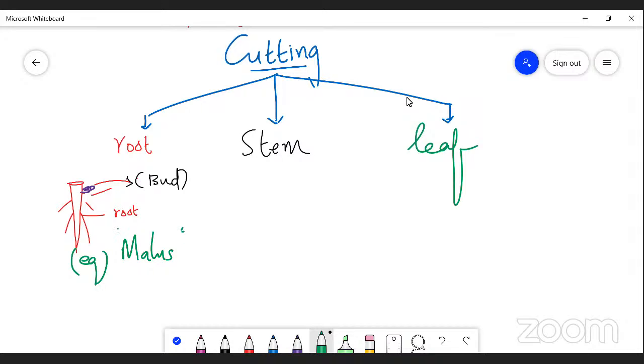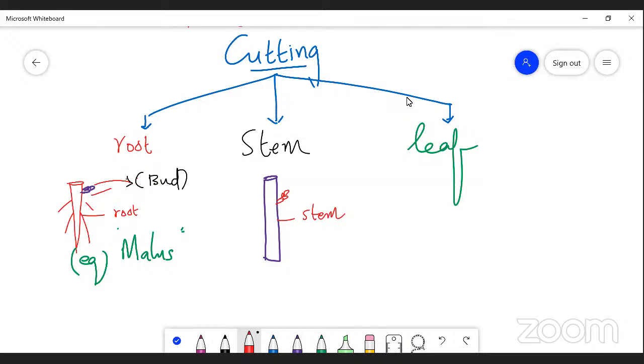And next we pass on to stem cutting. Stem cutting is a kind of cutting in which a part of the stem grows into a bud-like structure. Now this is a stem portion. From the stem portion a bud-like structure emerges, and these buds may grow as new branches. This is called stem cutting.